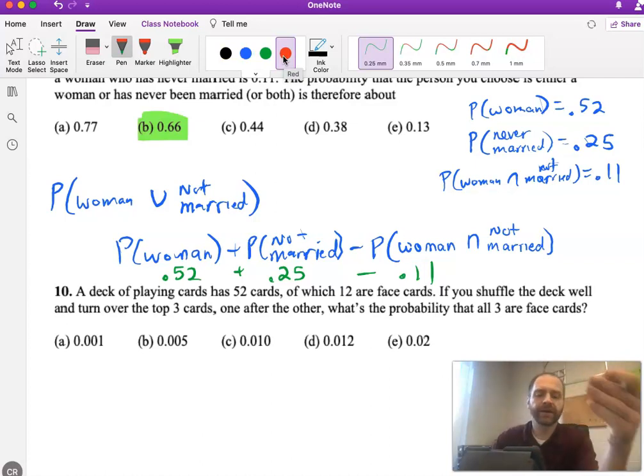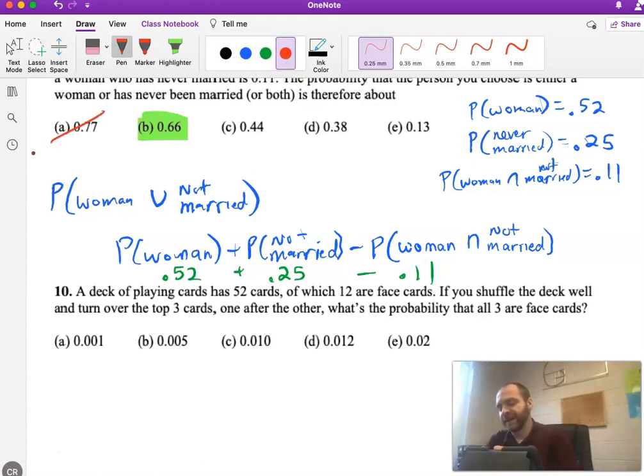However, why are the other ones wrong? Well, if we look at choice A, where it says 0.77, that did not remove the overlap. It only found the probability of woman plus the probability of not married. It did not subtract the intersection. It did not take into consideration that 0.11. So that one is probably one of the most chosen wrong answers. Keep that in mind when you're reading it: outline what you're given, write it in the formula, and understand what you're supposed to go through.